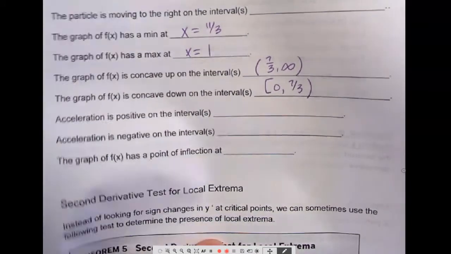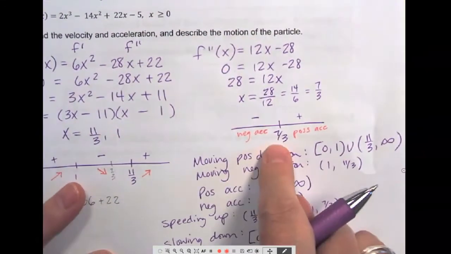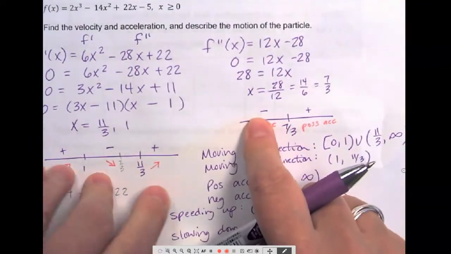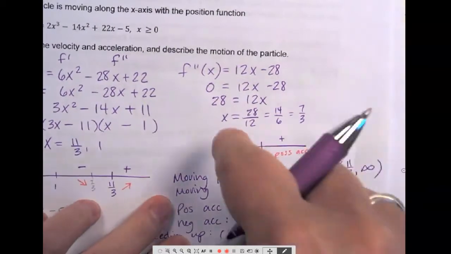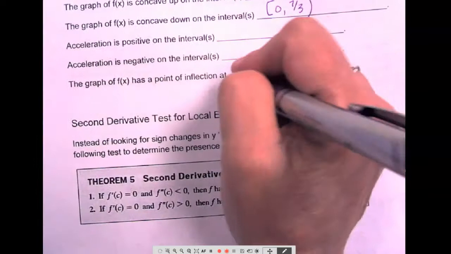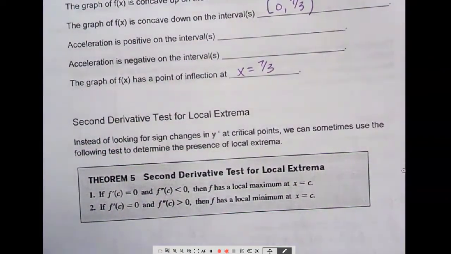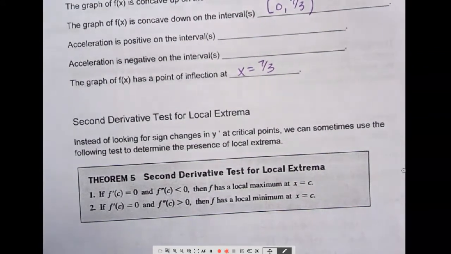Point of inflection at x equals 7/3, because the second derivative changed from negative to positive, from concave down to concave up. So 7/3. And again, I could find the ordered pair if I needed it by plugging these numbers back into the original function.